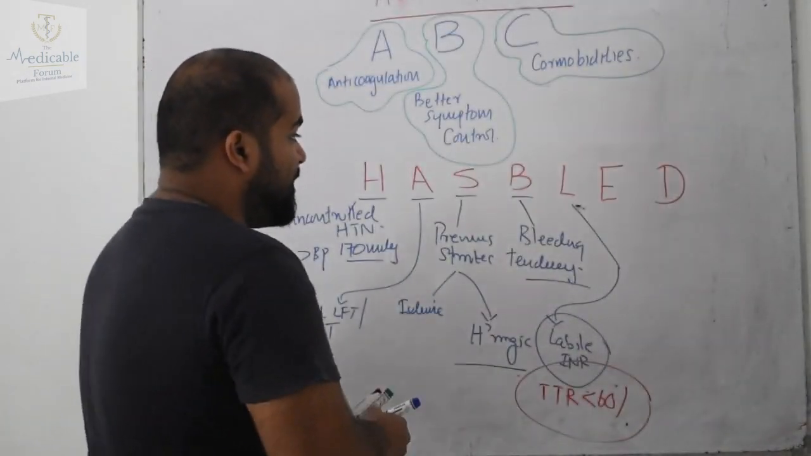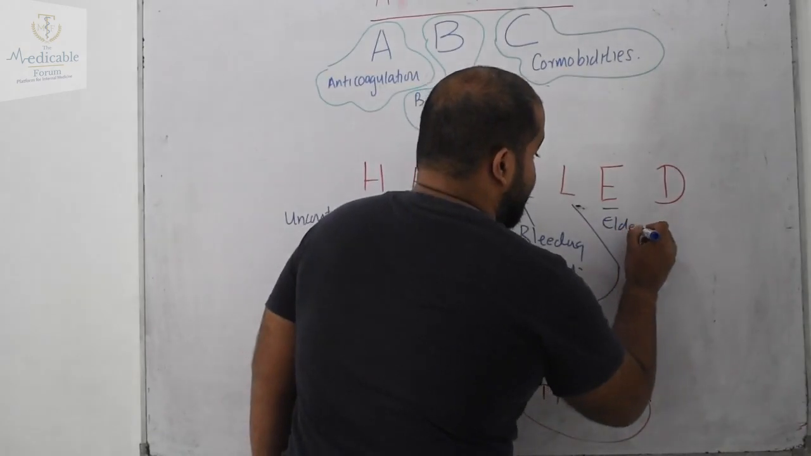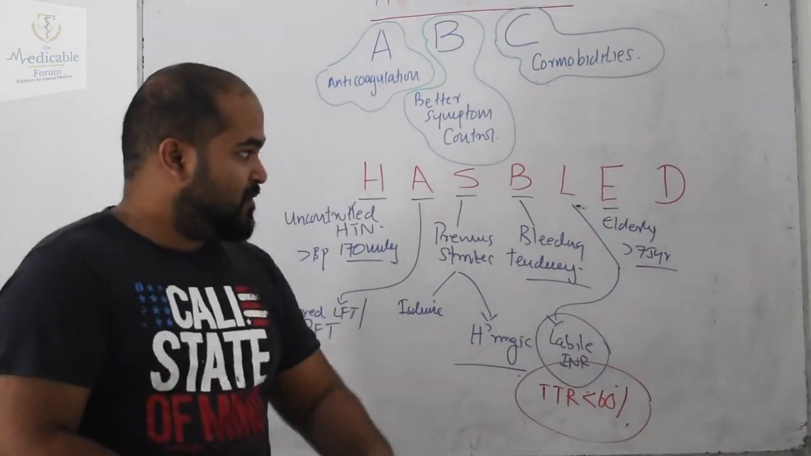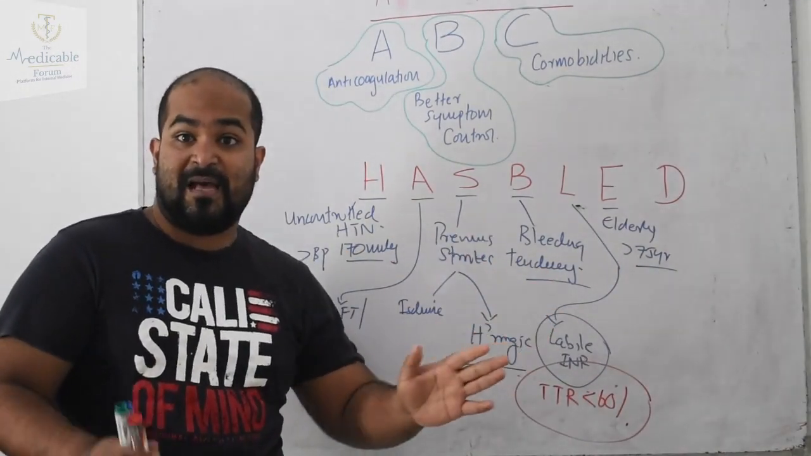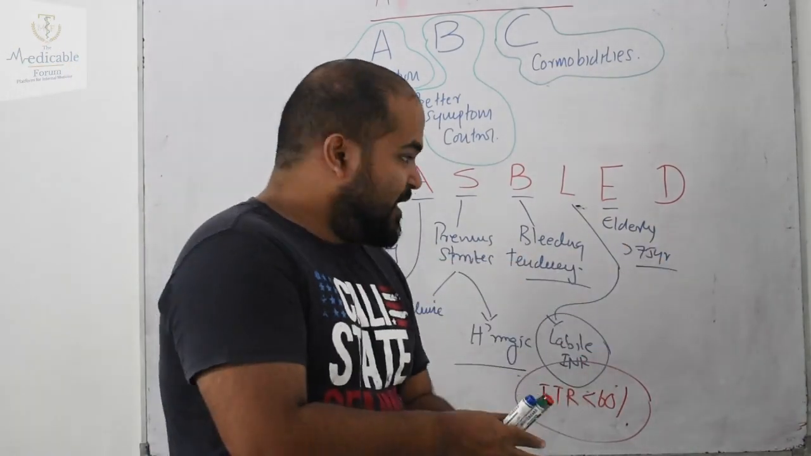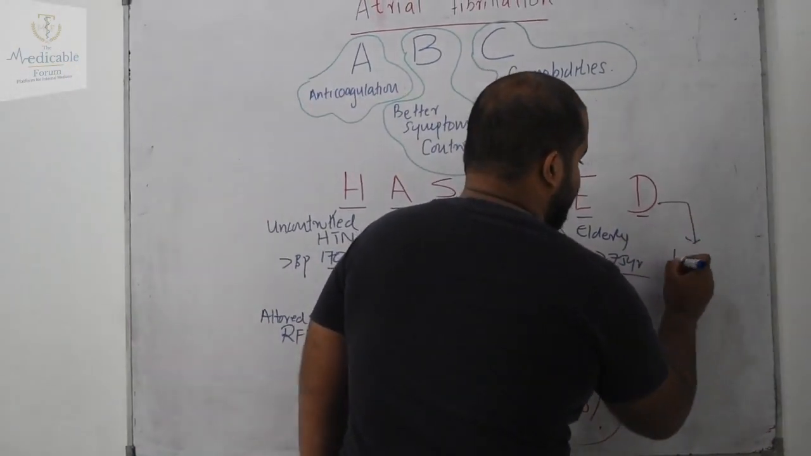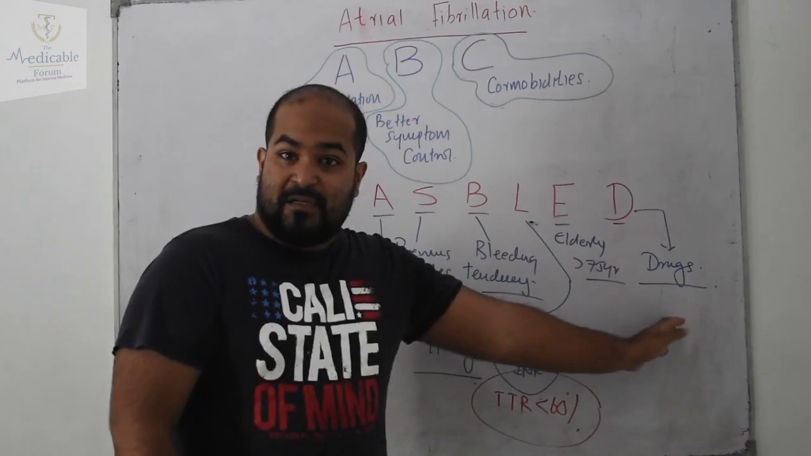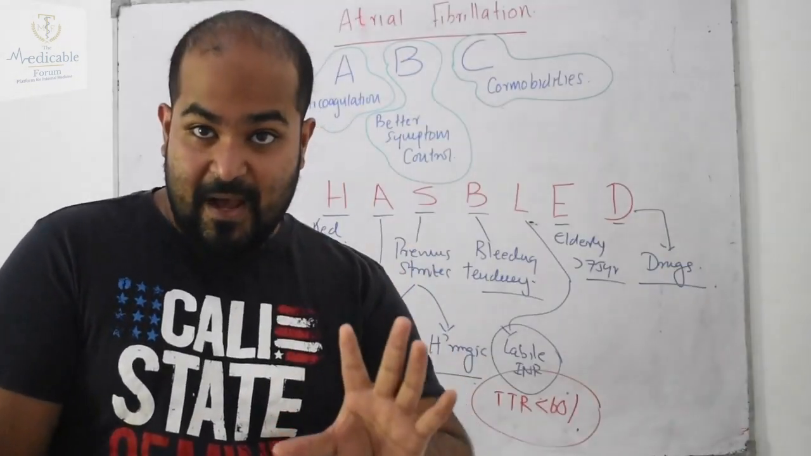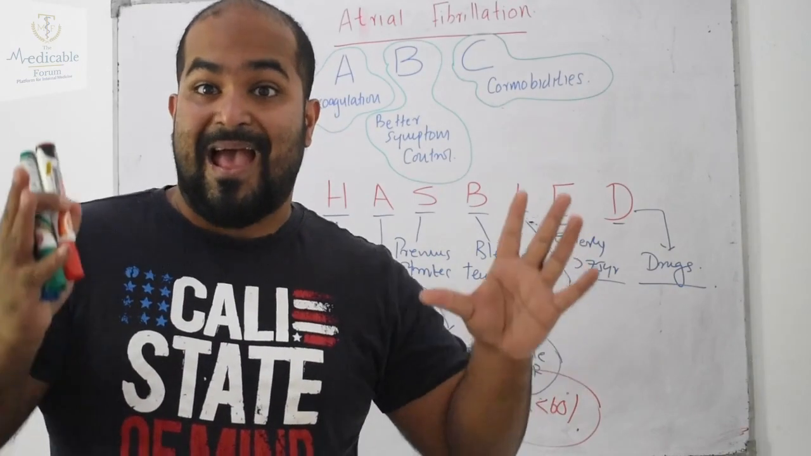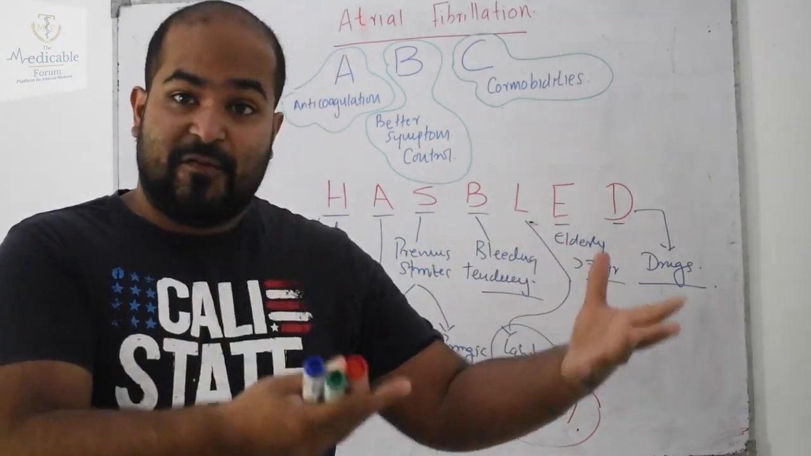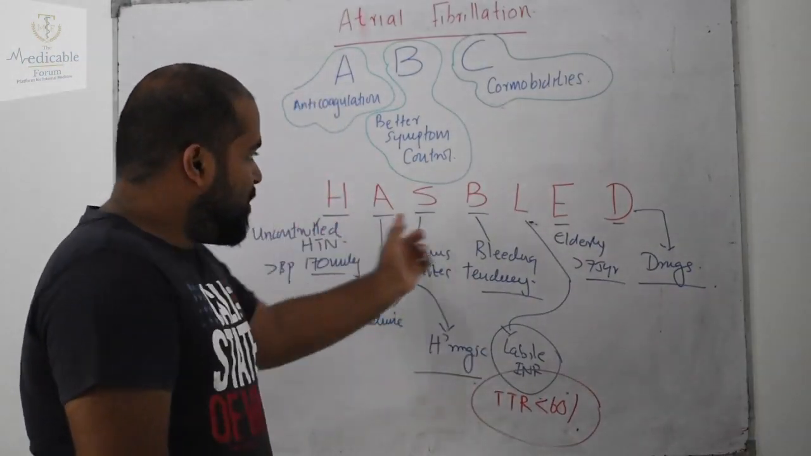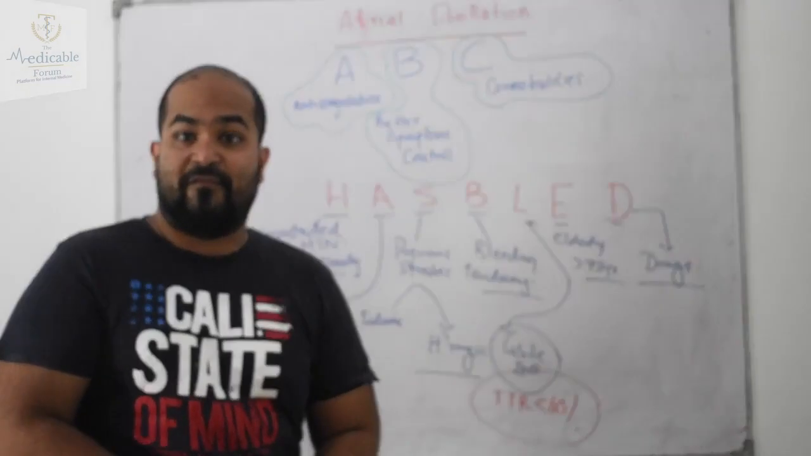Next, elderly people, more than 75 years old. Elderly patients more than 75 years old have a high risk of bleeding. Finally, we go into the drugs. What do I mean by drugs? Alcohol consumption. If the patients are on alcohol, they have a high risk of bleeding. Also, if the patients are on antiplatelets or antithrombotics together with the anticoagulants, that can also pose a risk. Each derangement gets 1 point.